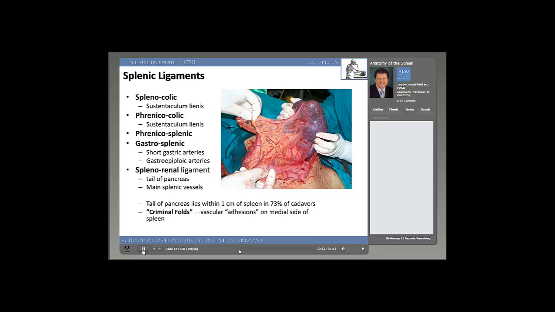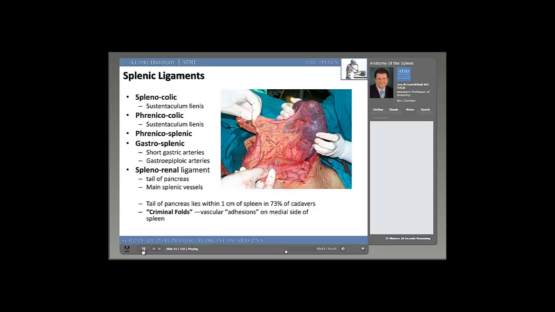There are also small vascular adhesions on the medial side of the spleen, usually between the omentum and other structures in the abdomen, called criminal folds. These are the ones that bleed like crazy if you tear them, because tearing the criminal folds will cause a rent in the splenic capsule.